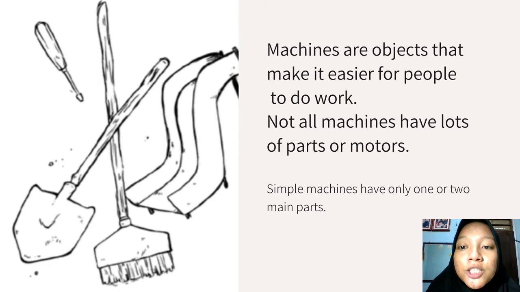Okay, machines are objects that make it easier for people to do work. But not all machines have lots of parts or motors. Simple machines have only one or two main parts, like a shovel, a screwdriver, a knife, a broom, and even a slide on the playground are all examples of simple machines.